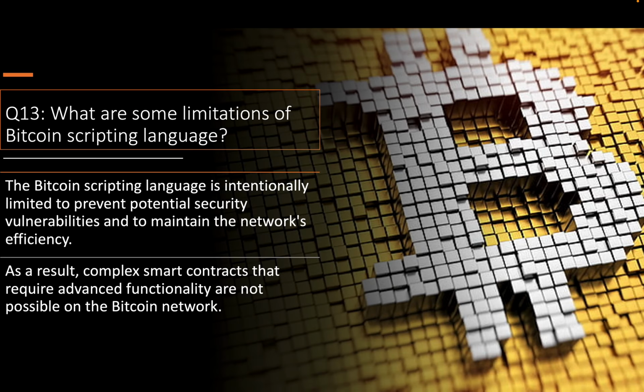Question number 13. What are some limitations of the Bitcoin scripting language? The Bitcoin scripting language is intentionally limited to prevent potential security vulnerabilities and to maintain the network's efficiency. As a result, complex smart contracts that require advanced functionality are not possible on the Bitcoin network.